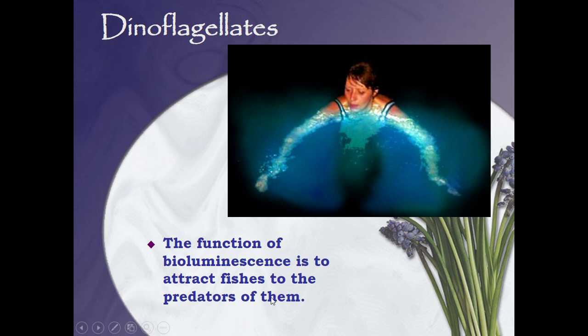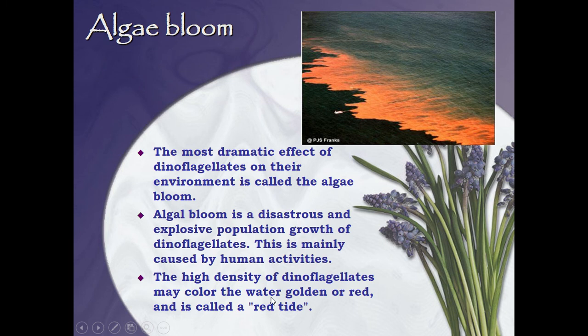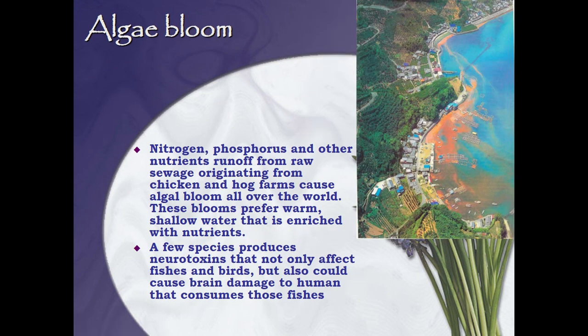to the predator of them, and also it can cause the algae bloom, in which algae bloom is a disastrous and explosive population growth of dinoflagellates, and this is mainly caused by human activities. And the high volume of the dinoflagellates will cause the water to become golden or red in color, and it is called a red tide. This is another feature of how the algae bloom looks like, caused by the dinoflagellates.